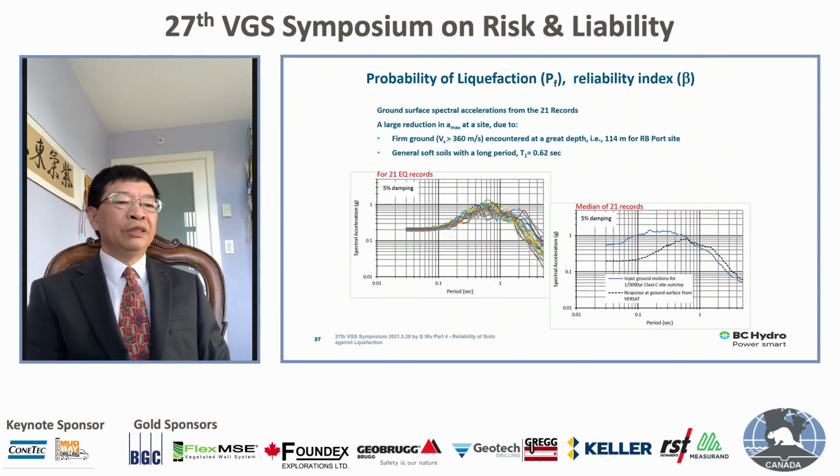So this one is just showing you the comparison of the input at the outcrop and the output at the surface of the deposit. The blue is input on the right figure, and the dashed black is output. The next slide.